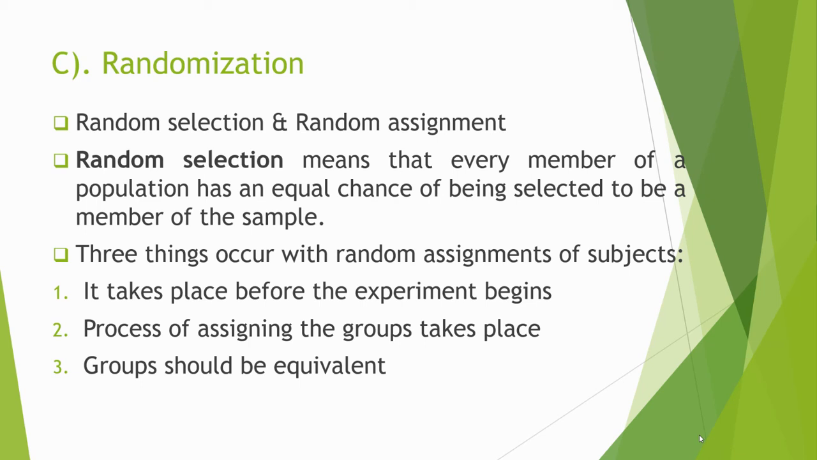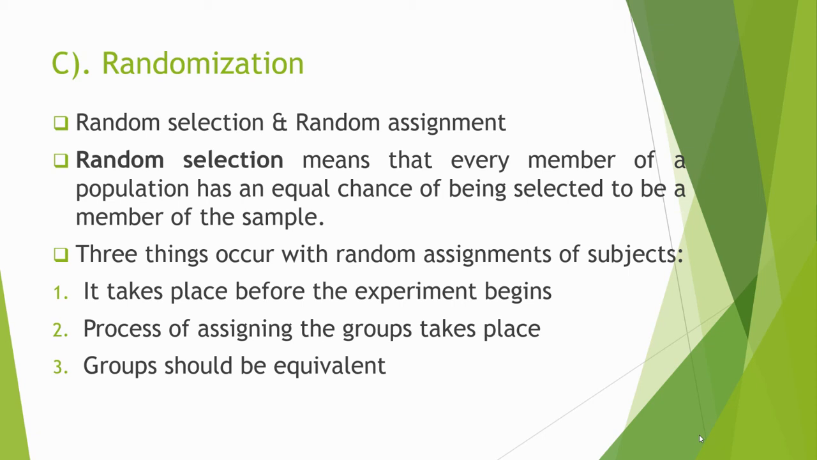Three things occur in random assignment of the subjects. It takes place before the experimental design, then the process of assigning or distributing students to groups takes place, and the last step, the groups should be equivalent.